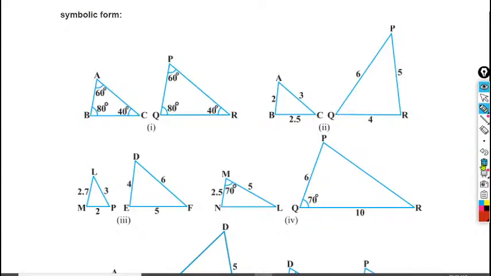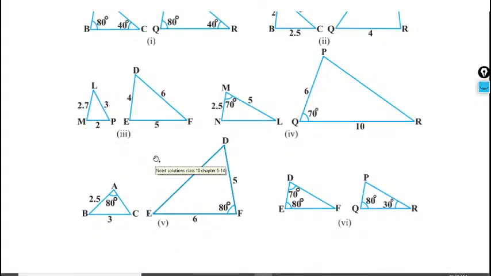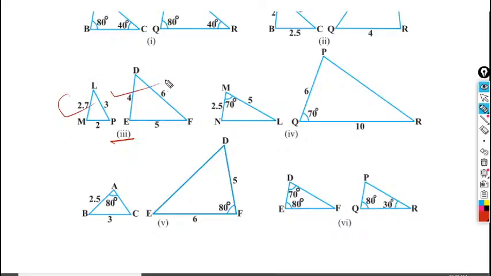Then we will move to the next one. So now question number III. Here also three sides are given, and here also three sides are given. So let's compare the three sides.